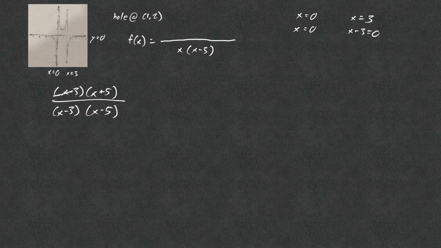So we're going to reverse engineer it in the same way here. We are told that our hole happens at x equals 1. So x equals 1, go backwards. That means we have an x minus 1 that gets canceled out. So we're going to add an x minus 1 here, x minus 1 up top. So far, so good. But we're not quite done yet.